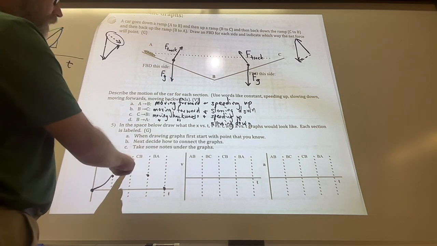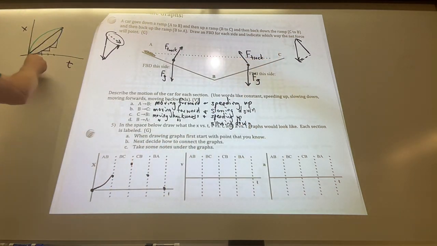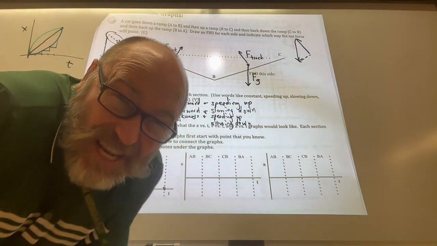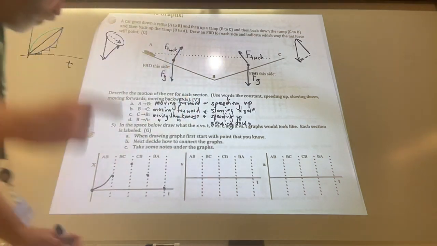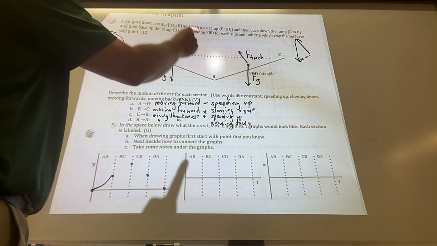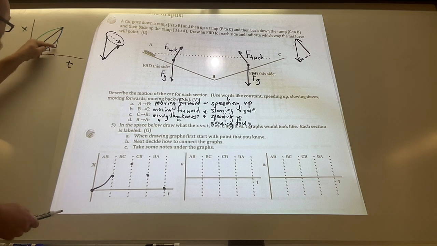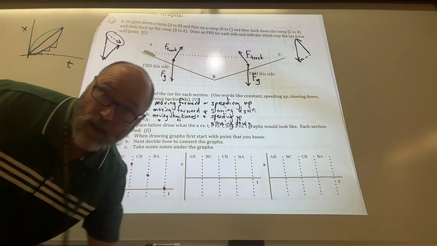Next, going from B to C. Look, I have dots, just like I did over here. So I need to connect the dots in a way that makes sense. Okay, let's see, B to C, I was moving forward, slowing down. Well, it's not this one, because that was constant speed, because each time interval I go the same distance. It's not this blue one, because I was getting a further distance. That means I'm speeding up.